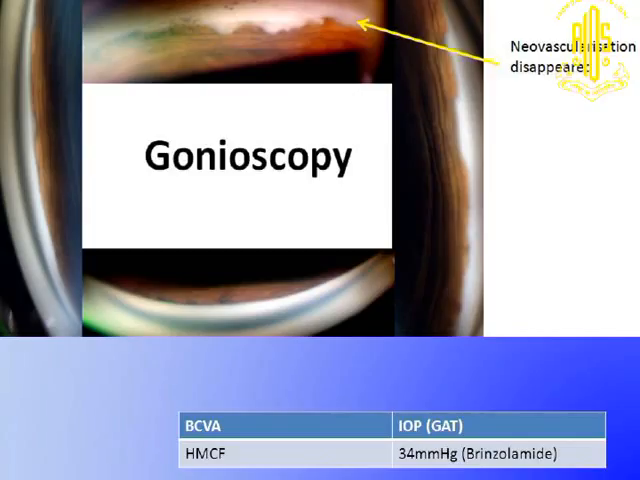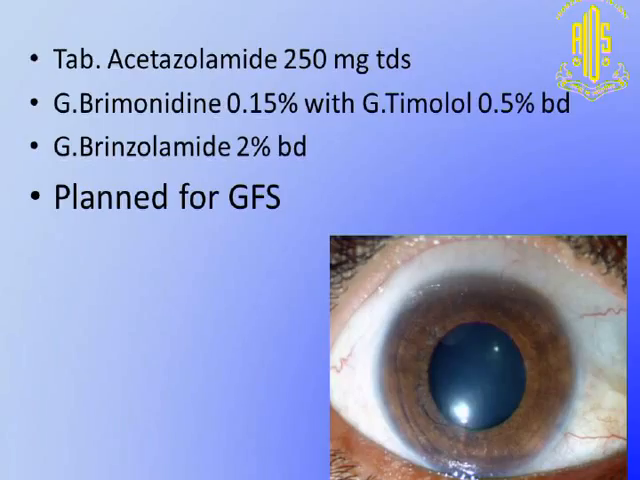We already have done the laser, and the old KPs are still visible, but they are no more fresh. And on gonioscopy, you can see this. The membrane has disappeared, there's no NVA now, but the synechiae which have already formed because of the previous inflammation are still there, and the IOP is still like 34 millimeters of mercury, not being controlled.